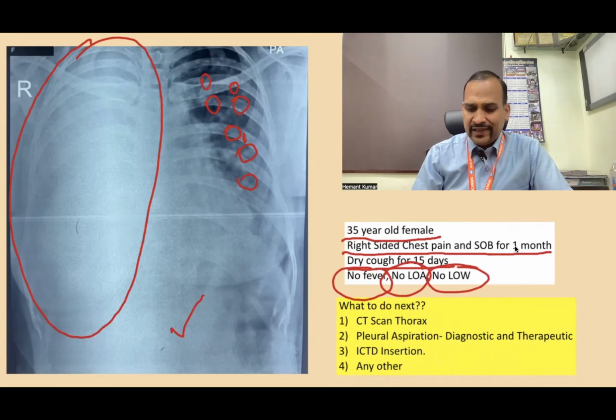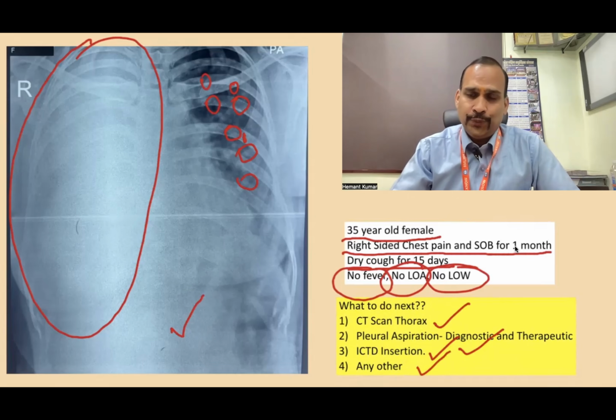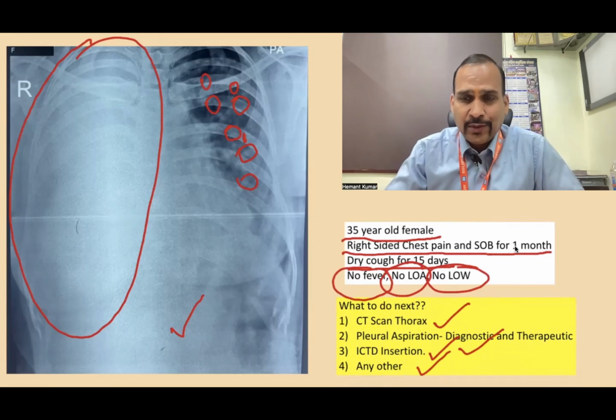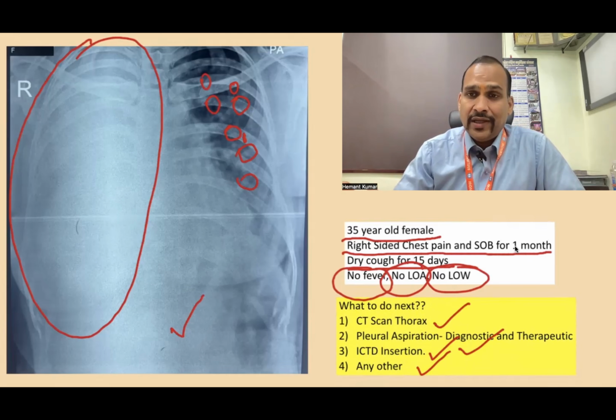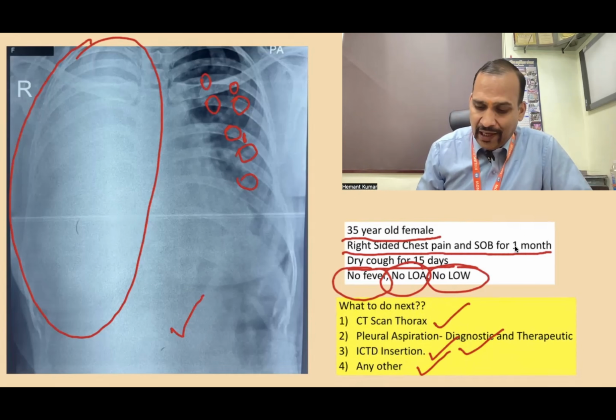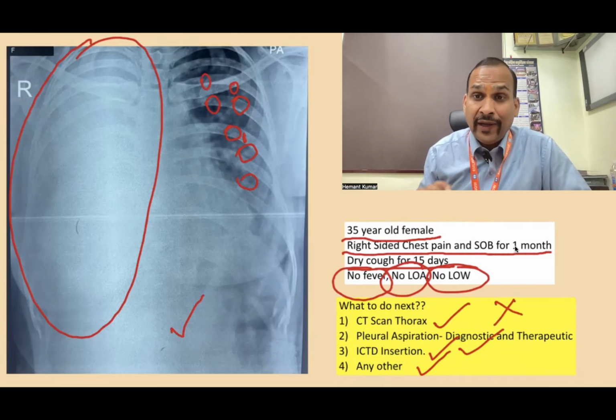Will you do CT scan thorax? Will you do pleural aspiration for this patient? Will you insert ICD or any other test you would like to do? This is a commonly asked question by examiners. So will you do CT scan thorax? I say no. Why no?